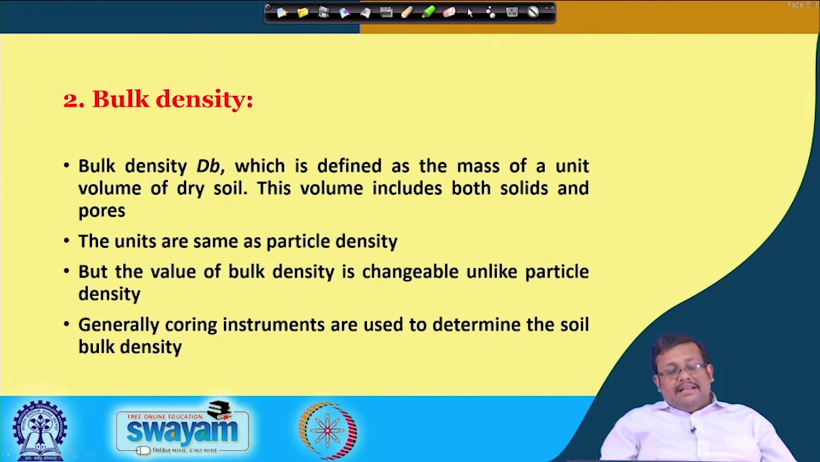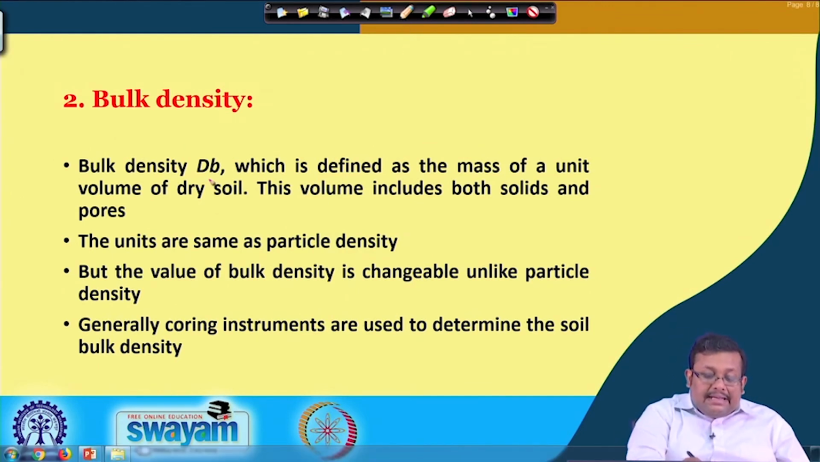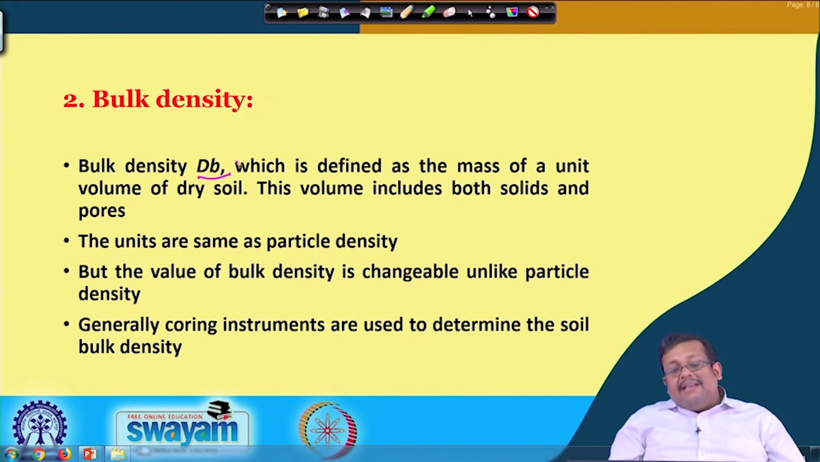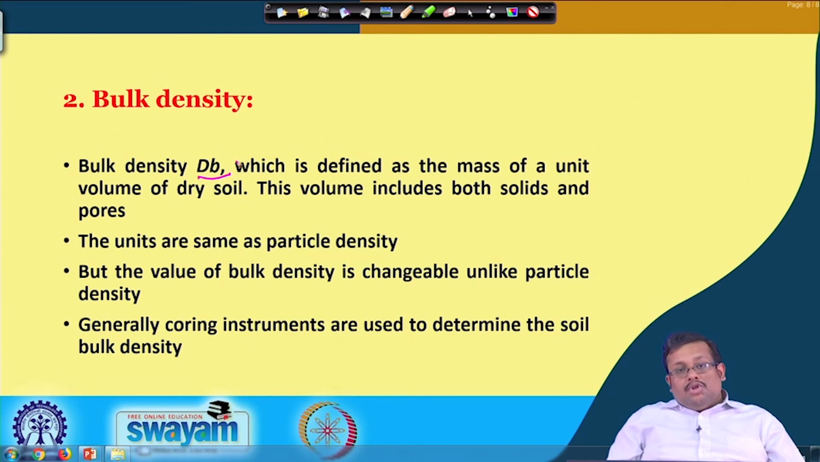Another important density is bulk density, and we generally term soil bulk density as dB, which is defined as the mass of a unit volume of dry soil, and this volume includes both solids and pores. As you know, soil contains both solids and pores. So, when we are talking about bulk density, we are considering the volume of both solids and pores. So, this is the difference between the bulk density and particle density.